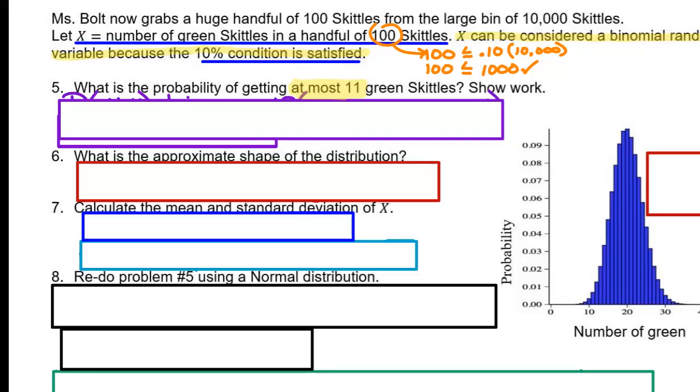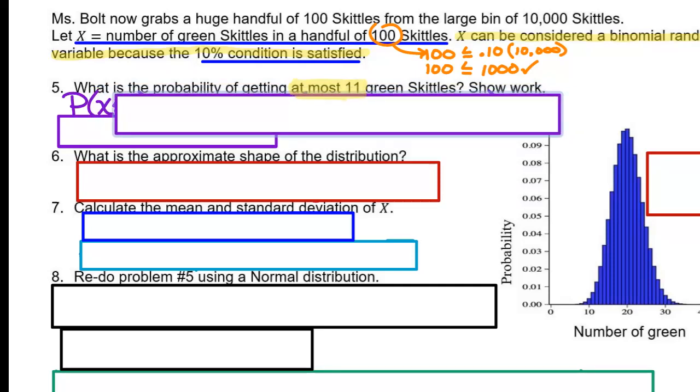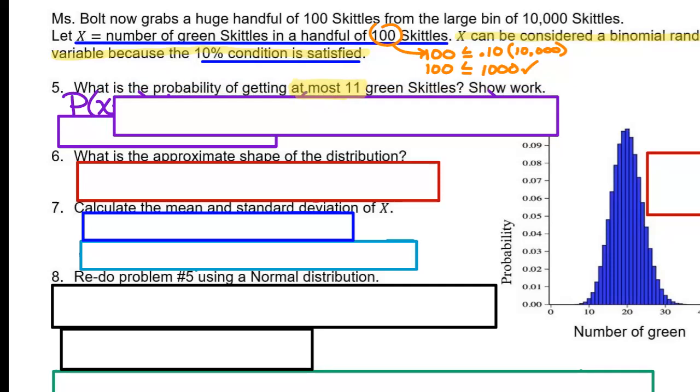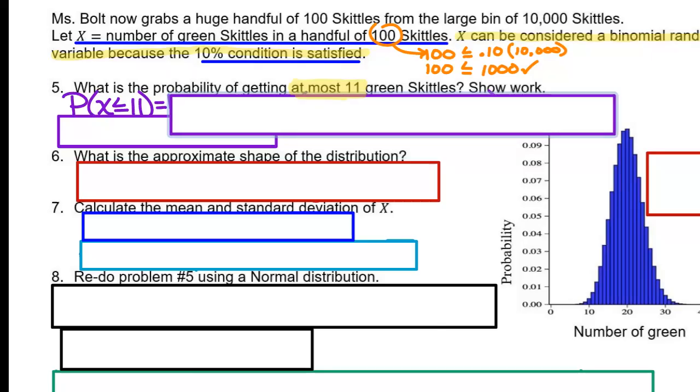What does my probability notation need to look like? What's it start with? P, parentheses, x is less than or equal to 11. Perfect. So that's where we're going to start. Probability that x is less than or equal to 11.